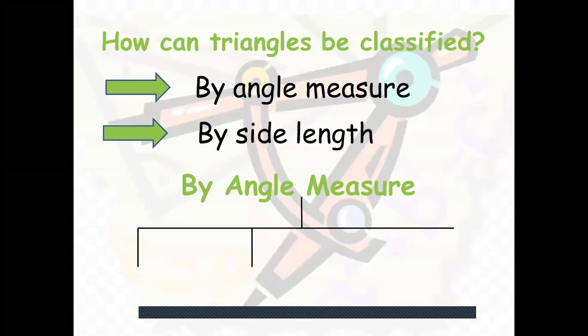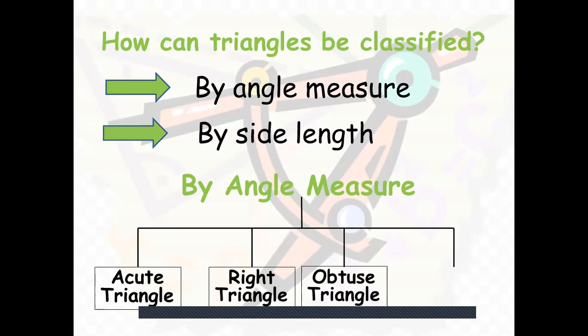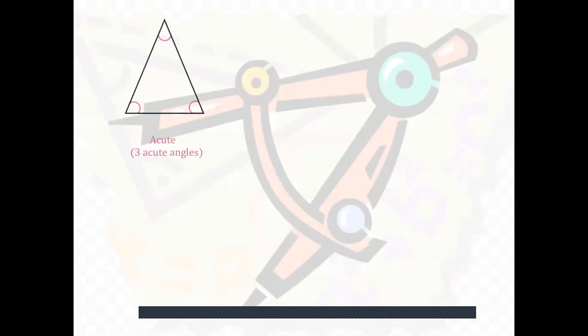According to the angle measure, we have four kinds of triangles. The first one is acute triangle. As the name suggests, that triangle will have acute angles. The second is a right triangle, which is related to a right angle. Then obtuse triangle, which is related to an obtuse angle. And then we have equiangular triangle, where equi means equal and angular means angle, so an equal angles triangle. Now let's see one by one how they look.